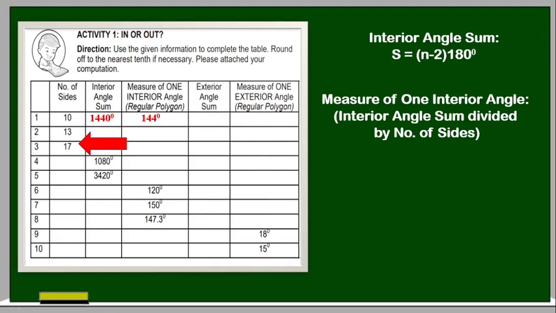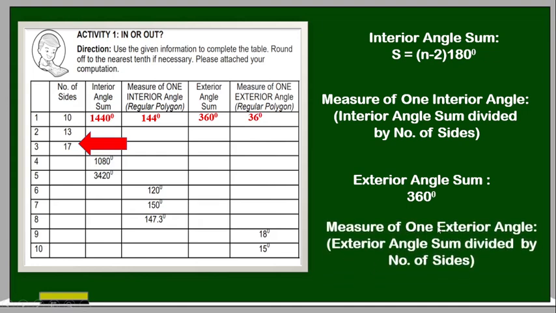Next, the exterior angle sum. From the previous slide, the sum of the exterior angles of any polygon is equal to 360 degrees. Next, in the last column, the measure of one exterior angle. The answer is 36, taken from the exterior angle sum, which is 360 degrees, divided by the number of sides, which is 10. So that gives 36 degrees.